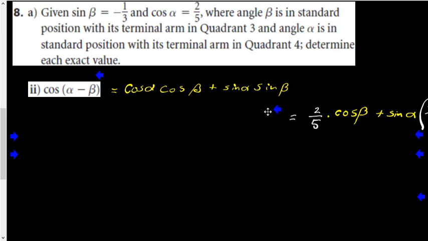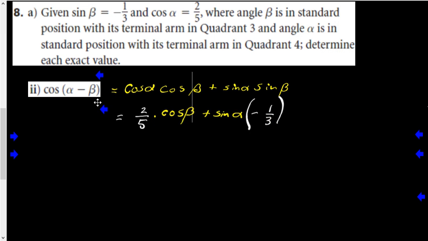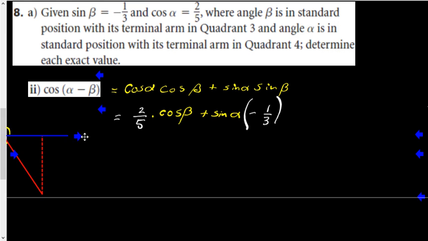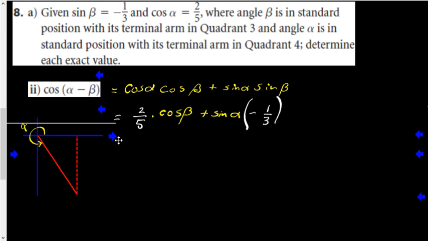And what do I know? Well, I know cosine of alpha is 2/5, and the sine of beta is negative 1/3. So again, there are two trig functions that I don't know, I need to figure out. The angle alpha, let's see, standard position in quadrant 4. Is this alpha? It is. There we go, quadrant 4. There's my angle.